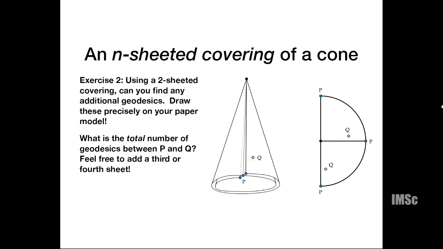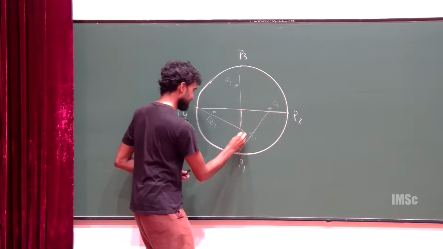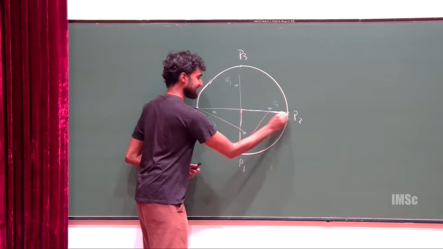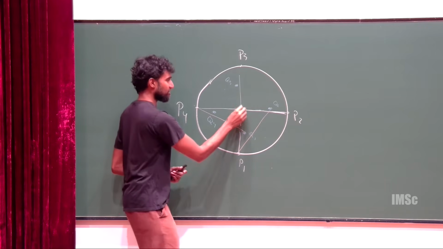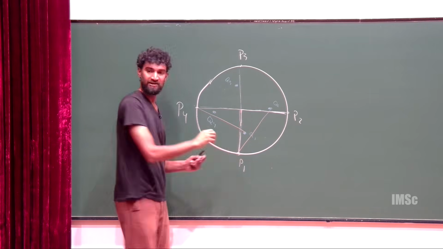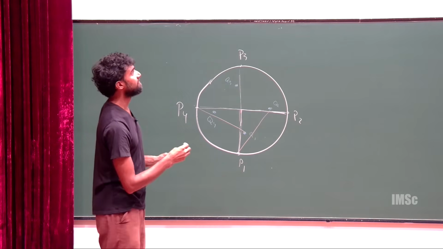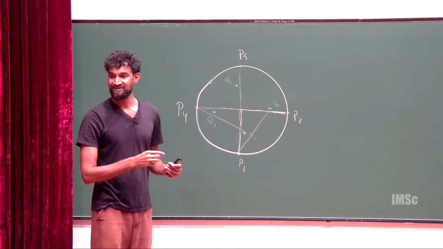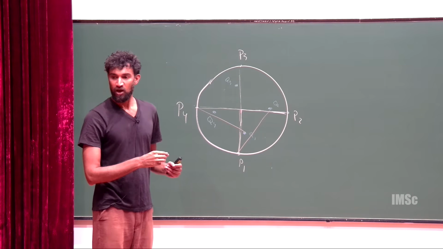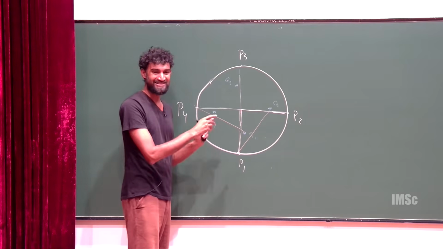Yes, this is the cut. So this is the first sheet of the cone, right? So this is a cut line. These are the cut lines, but then these are copies of the cut lines. Oh, I see what you're saying. Yeah, so if you were to build this, that's a very good point.